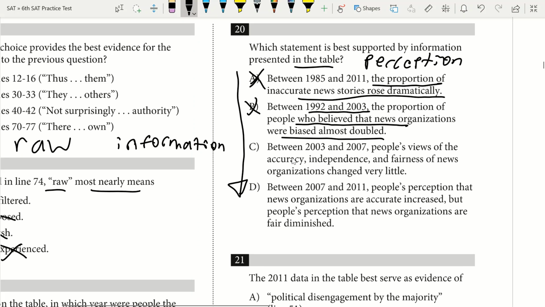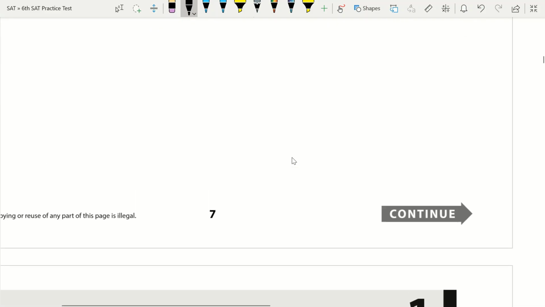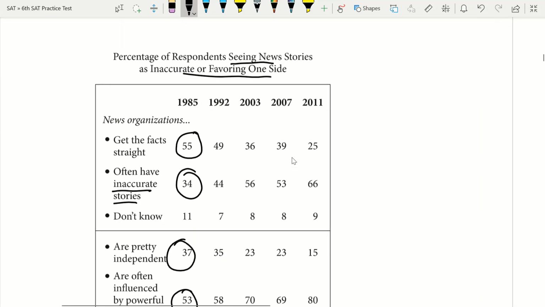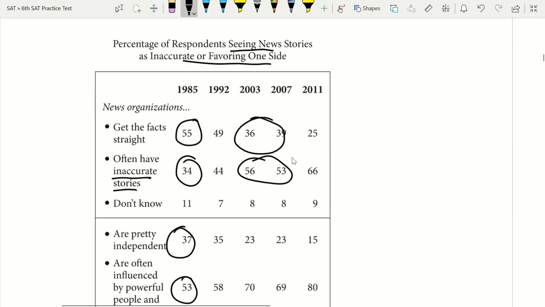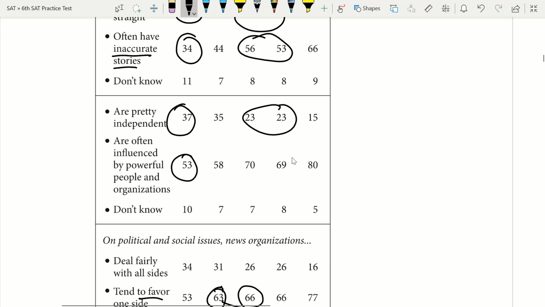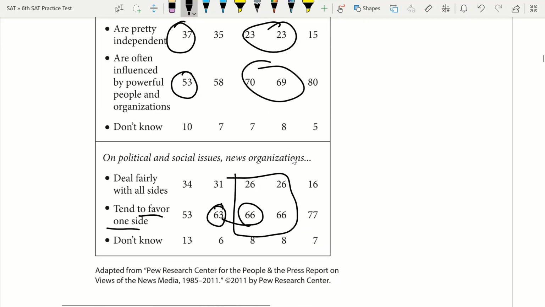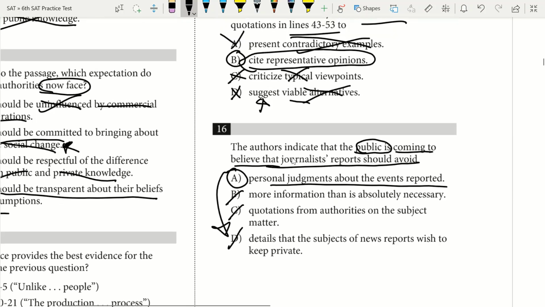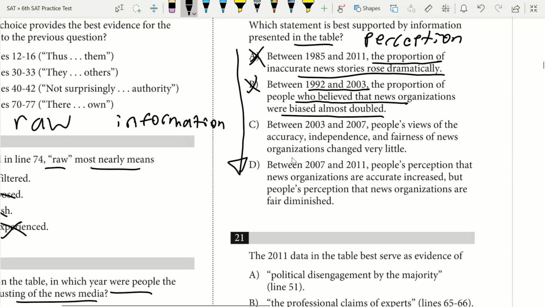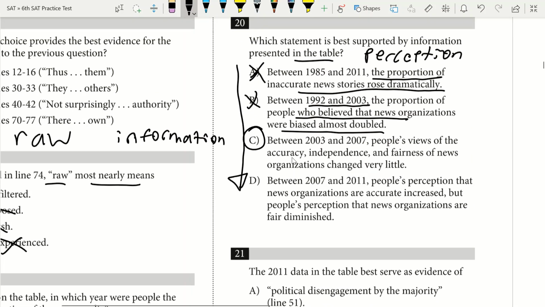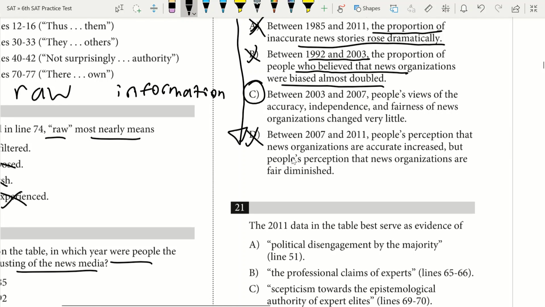Option C, between 2003 and 2007, people's views of accuracy, independence, and fairness of news organizations changed very little. Okay, so we'd be really looking for a very, very little change between 2003 and 2007. We see we have small change there, small change there. We have no change here, very, very small change here, and then no change and no change here. So that is accurate. Okay, between 2003 and 2007, there is very, very little change in people's perspective on the news. So C will be our correct answer for 20. And we don't have to consider D because that has to be incorrect since C is correct.